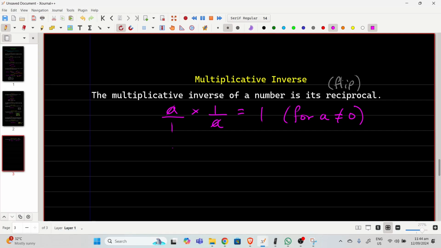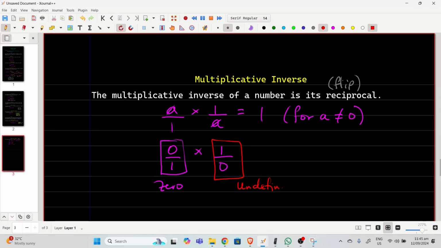What does that mean? We can't have 0 over 1. We can't multiply 0 over 1 by the multiplicative inverse, which is 1 over 0. This here is 0. And this here, and I'll put it in red, this here is undefined. If you decide to do that on your calculator, you would see for yourself that what you're going to get is an error. So this here would not give you the result of 1.